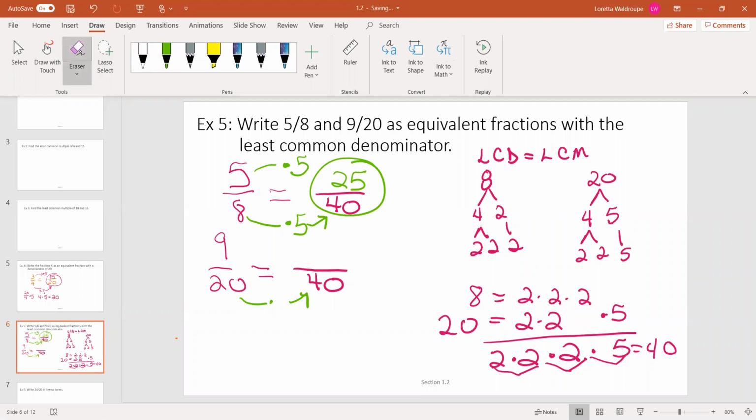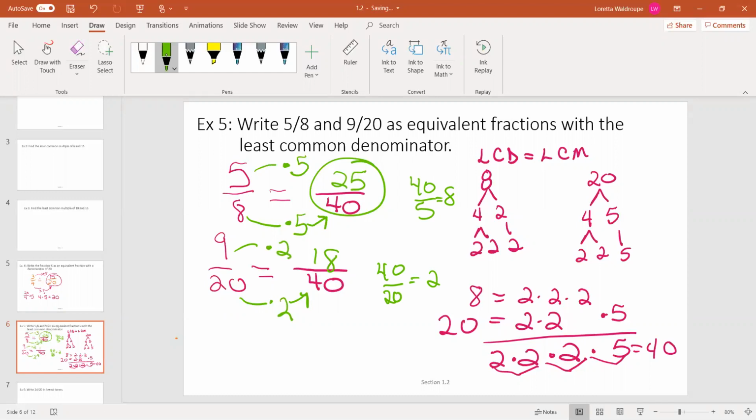What do I multiply 20 by to get 40? Well, I multiply it by 2. Okay? Remember, if you're not sure, over on the side, you can do your division. You can punch that in your calculator, or you can do that by hand. Okay? Taking the top times 2, 9 times 2, gives me 18. And there's my two fractions written with the lowest common denominator.